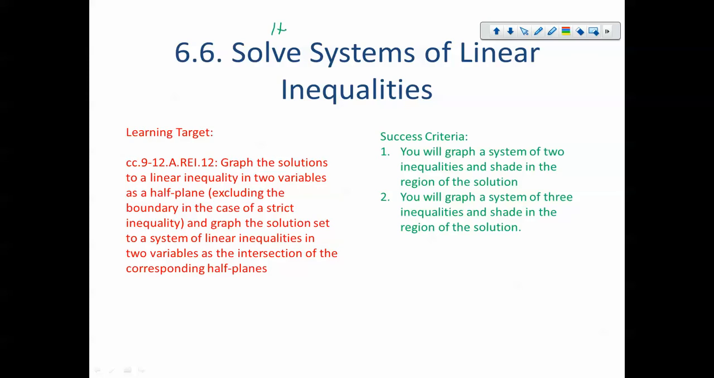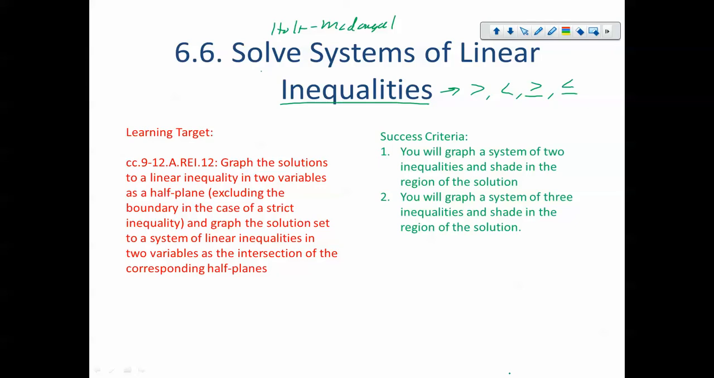Once again, this is from the Holt-McDougall Algebra curriculum. In this section, we're going to be learning how to solve systems of linear inequalities. We've been doing equations, things with equal signs. Now we're going to do inequalities, things with greater than, less than, greater than or equal to, and less than or equal to signs. This is our last section in chapter 6, and then we'll be finished with what we need to learn here.